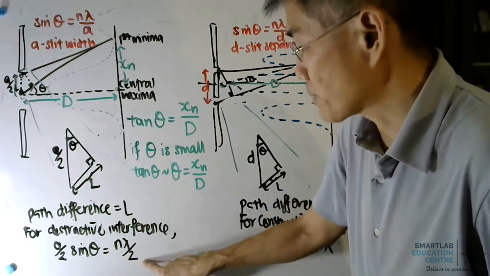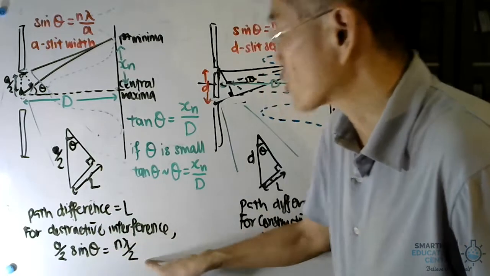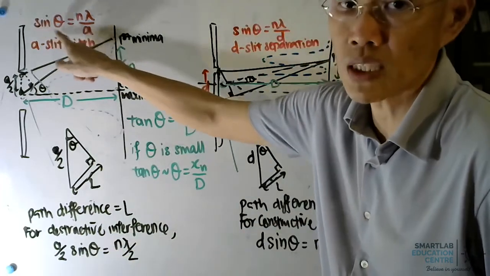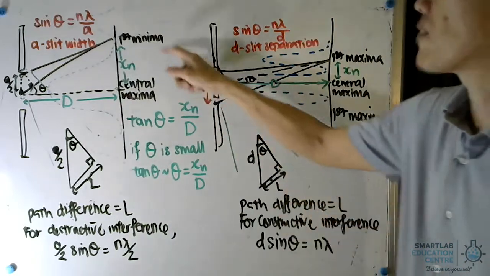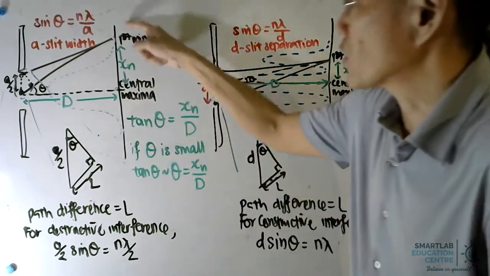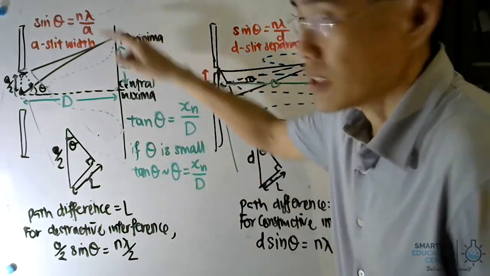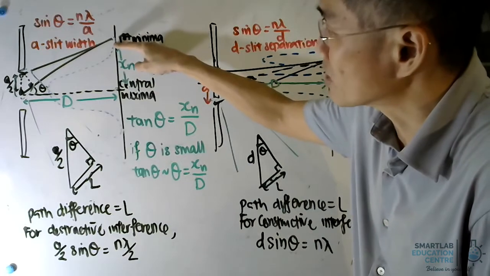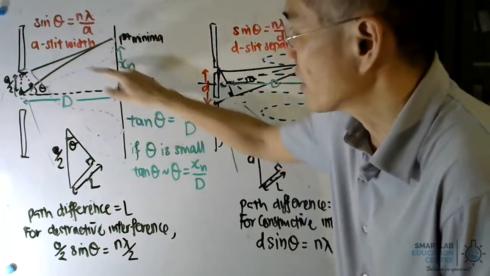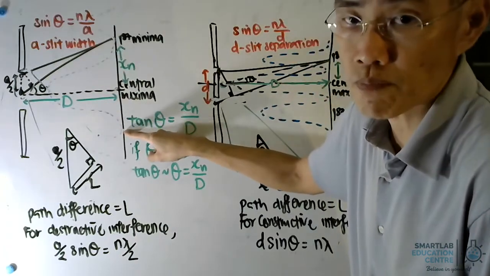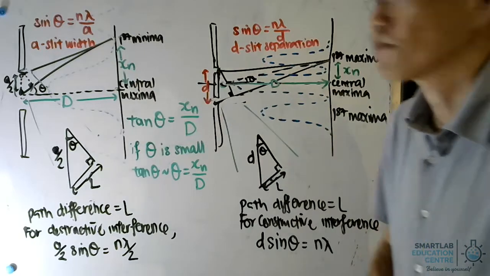Therefore, it's a multiple of half wavelength because that's for destructive interference. So the 2 and 2 cancel away. That's how we end up with the formula sine theta equal to n lambda over a for all the minima that you can find in a single slit diffraction. And in terms of the intensity, here it will be 0. This will be what we term the central maxima, so this will be pretty bright. And then again, you have another first minima here. These two are always mirror images of each other.